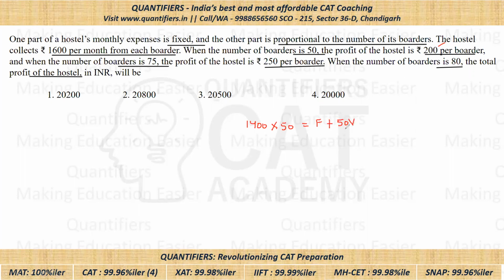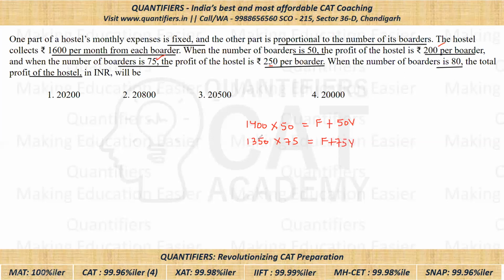So 50 times V. Similarly, students, if you look at the second case, when the number of boarders is 75, profit is 250 per boarder. So if profit is 250 per boarder, and they are collecting 1600 per boarder, that means the cost would be 1350 per boarder. So 1350 per boarder, and the number of boarders is 75. This is the total cost, which is F plus 75 times V.